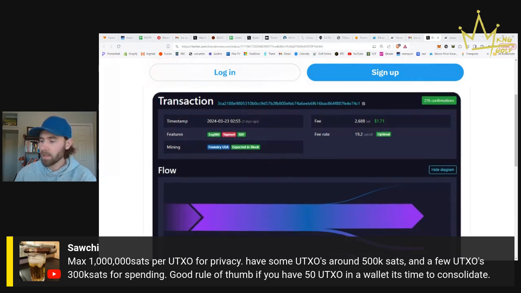So I think that this is a good indication of kind of what the future is going to look like. If you can set yourself up now, if you can manage your UTXOs in an efficient way now, you're going to be very well off and very set up for the future for this kind of stuff. These will replace the bank wires in the future. Bitcoin layer one will replace the bank wires in the future.